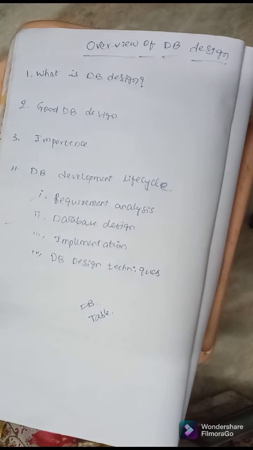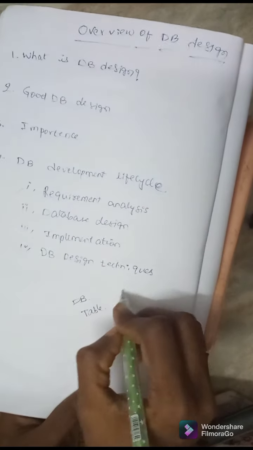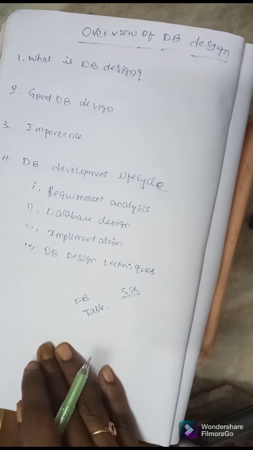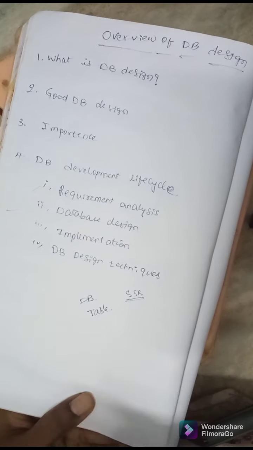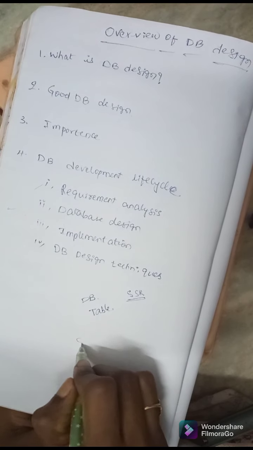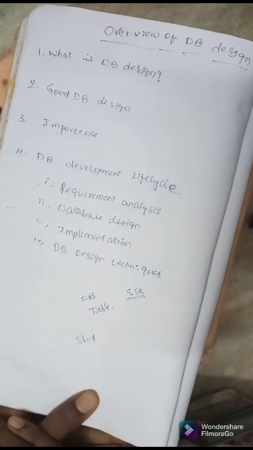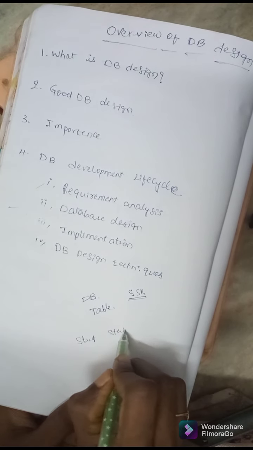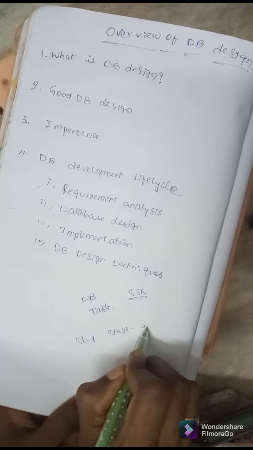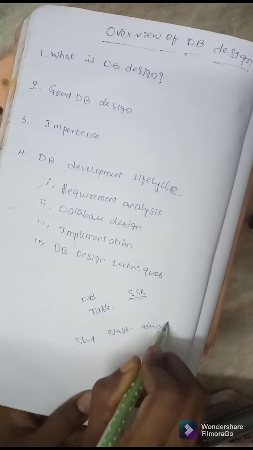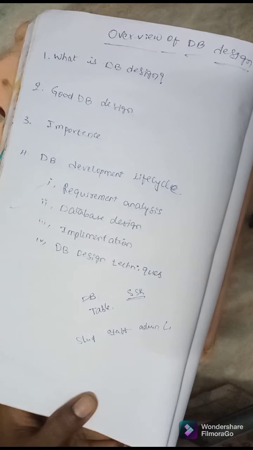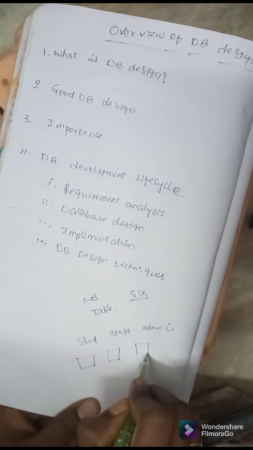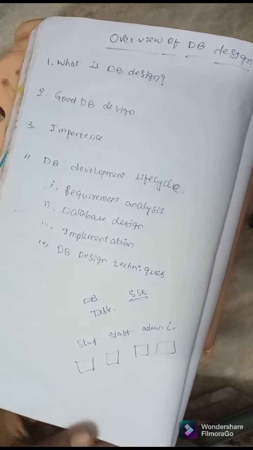For example, I want to create a database for the college, SSR Degree College. So what do we have to make? We have to make a table of students, a table of staff, right? A table of administration and a table of library. So these four tables are going to be linked under some conditions.